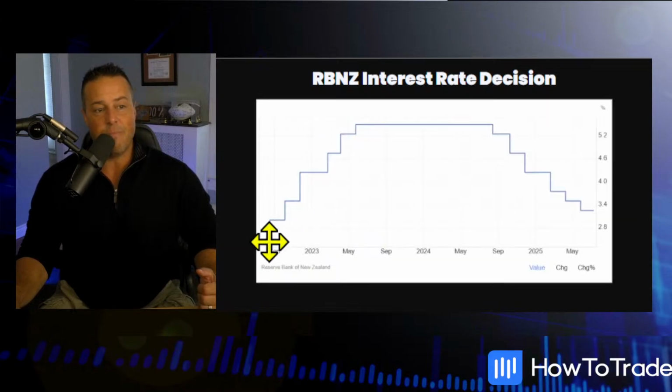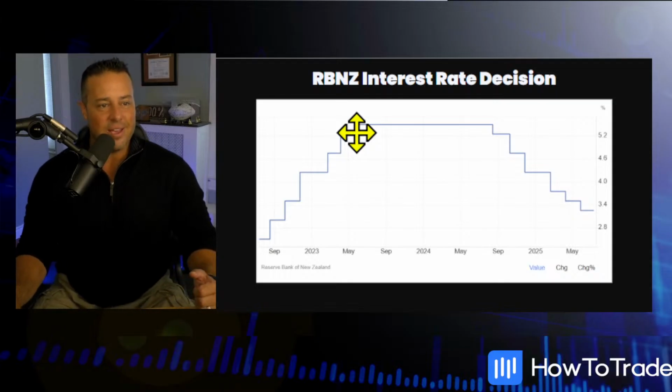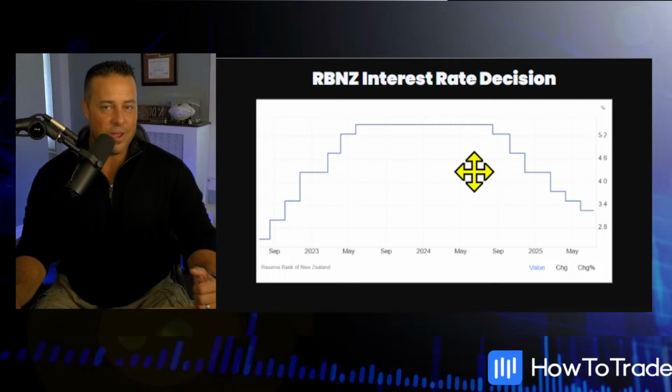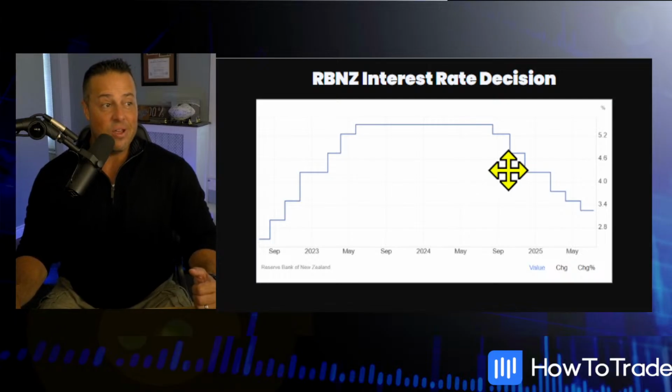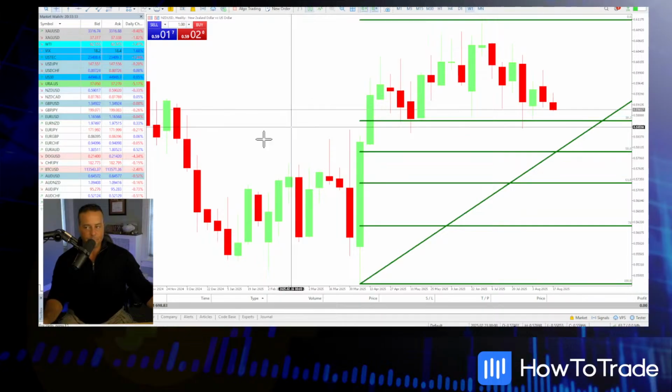Well, you can see that we had just some aggressive rate hikes out of the RBNZ, and then what we've got is sort of a plateau, and now we're coming off, and it's just going to be a difficult situation here for traders to really expect these aggressive rate cuts to continue. However, we are expecting one out of the RBNZ tonight. So what does that exactly mean for the Kiwi? A lot.